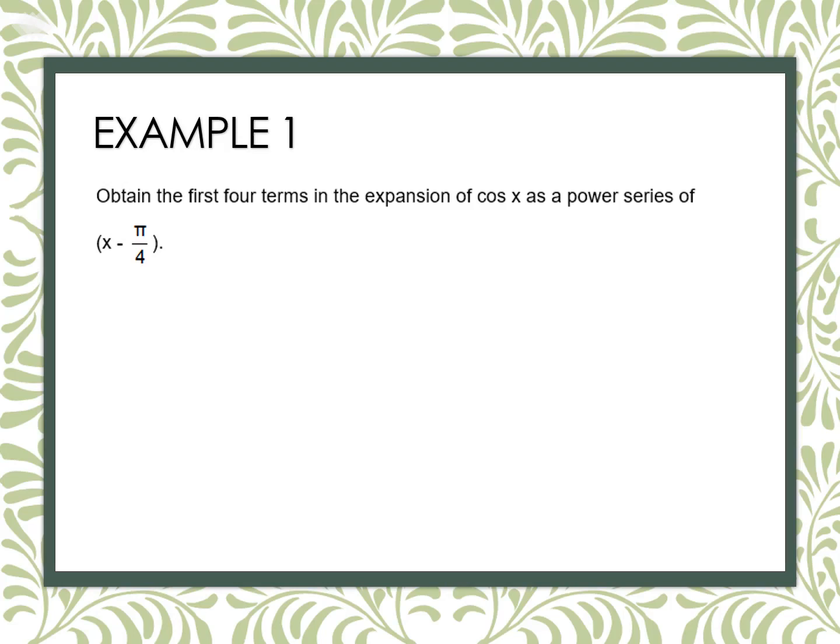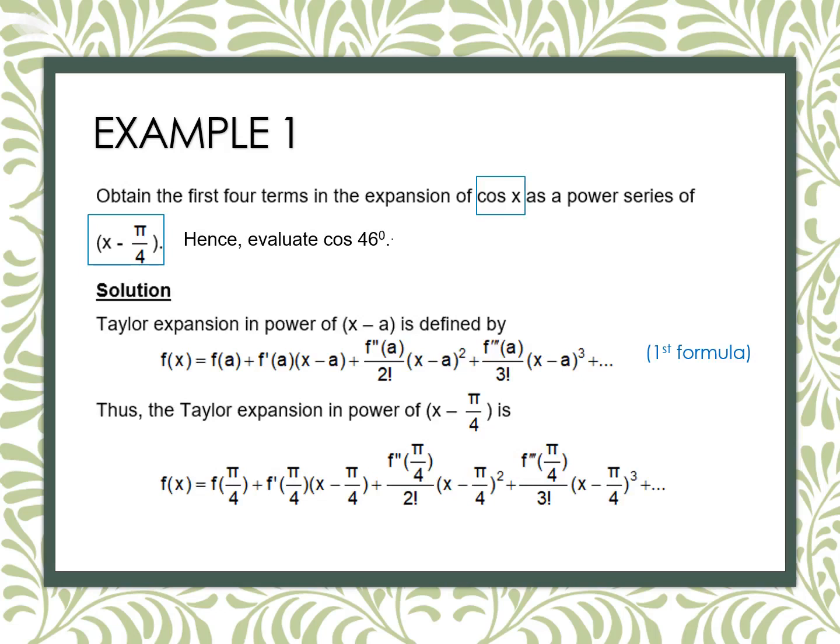Refer to example 1. You need to obtain the first four terms in the expansion of cos x as a power series of x minus pi over 4. As this refers to the Taylor series, you need to determine the formula first, either using the first or the second formula. That is by looking at the given hint in the question. As given cos x as the function of f(x), you need to apply the first formula of Taylor's. The other hint here is x minus pi over 4, in which a is equal to pi over 4.